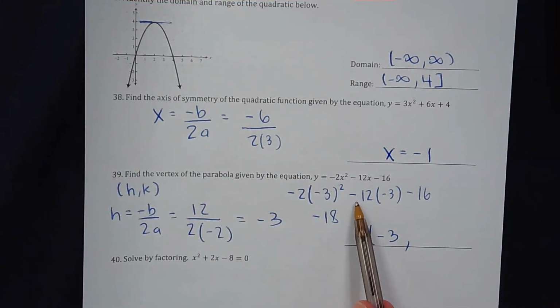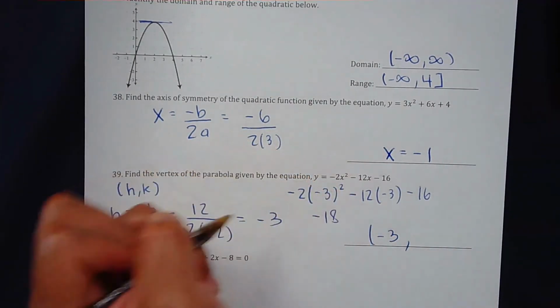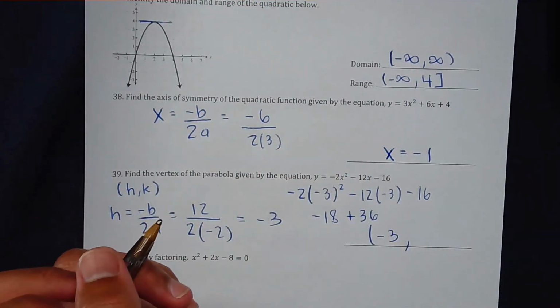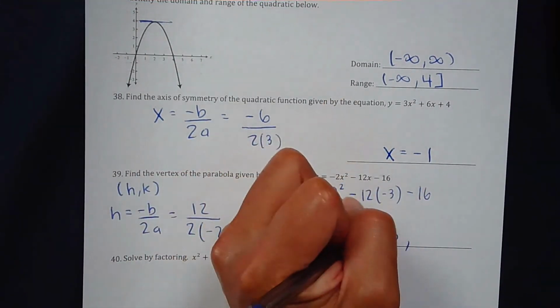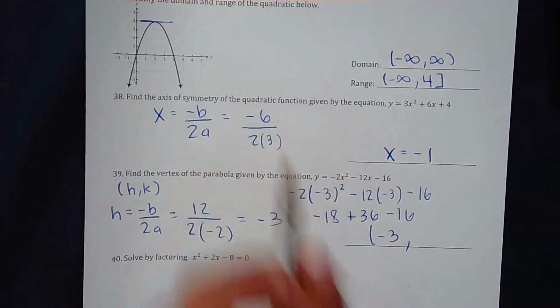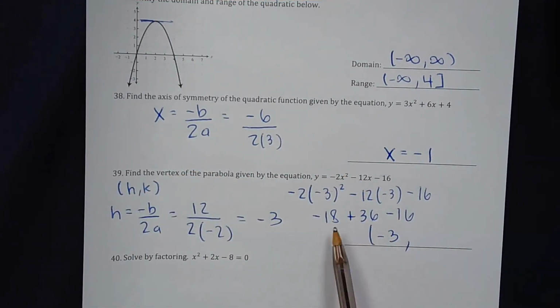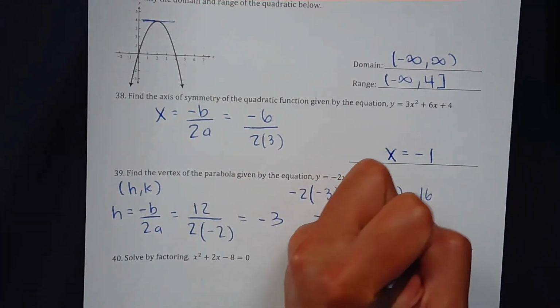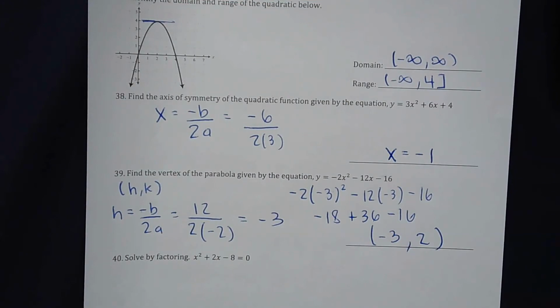All right, -12 multiplied by -3 gives us positive 36, so plus 36. And then lastly, minus 16. All right, now finally, simplifying, we get -18 plus 36, that's 18. 18 minus 16 gives us 2. So final answer, -3 comma 2.